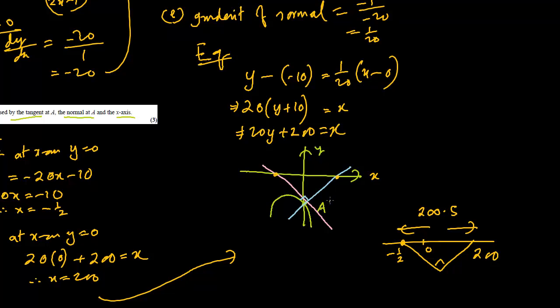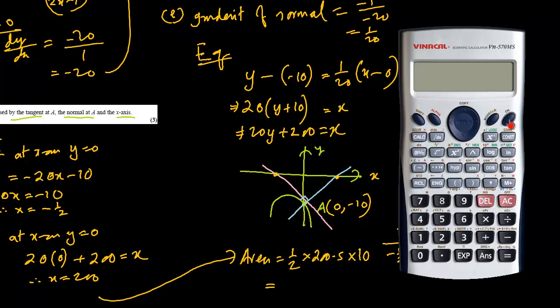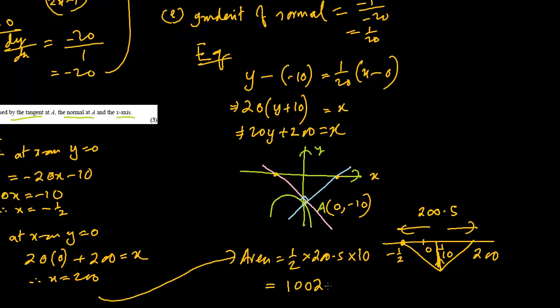Now the coordinate of A is 0, minus 10. So from here to here, this vertical height, since the y coordinate is minus 10, the length is going to be 10. So we know the height of this triangle. So the area is going to be half into base, which is 200.5, into height, which is 10. So 5 times 200.5, and it is 1002.5. So 1002.5.